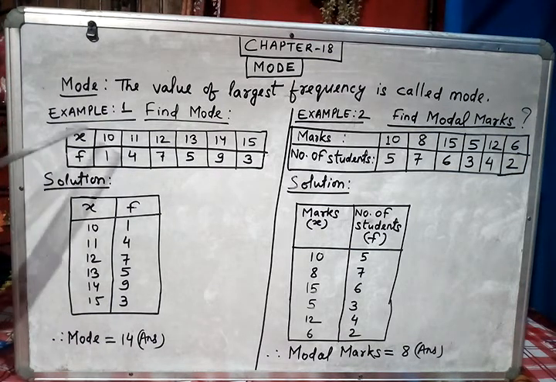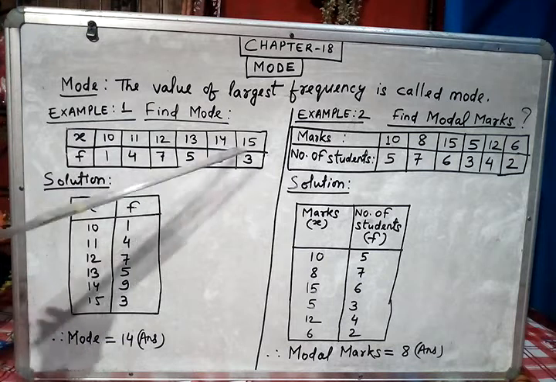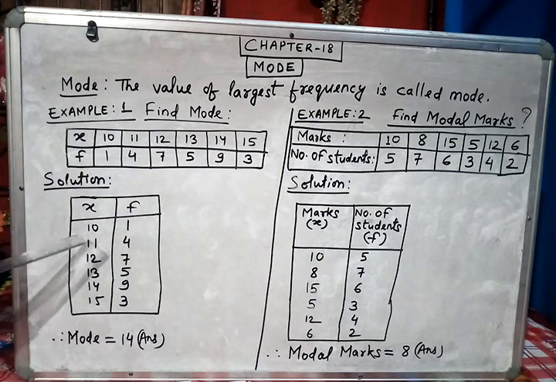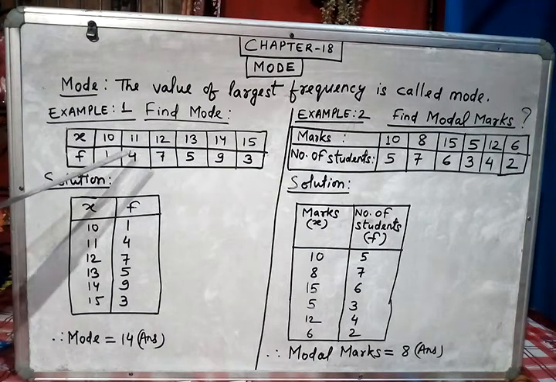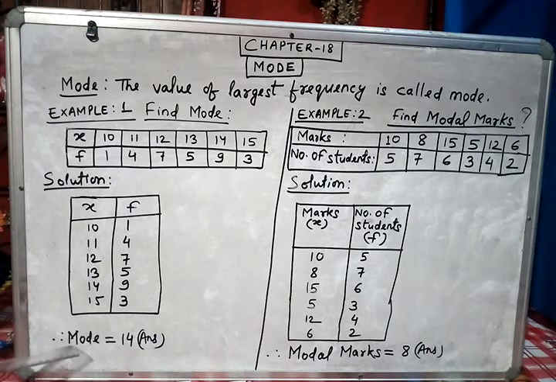Now this x variable we have 10, 11, 12, 13, 14, 15. Here is the same x variable in vertical form: 10, 11, 12, 13, 14, 15. Frequency is 1, 4, 7, 5, 9, 3, the same here. Now you can see here the mode is 14.